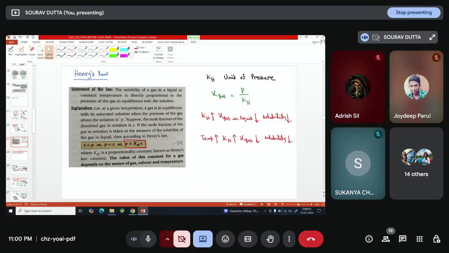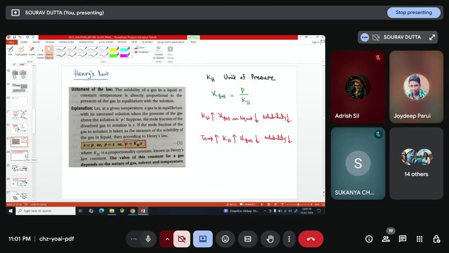So with increasing KH value, solubility reduces, and with increasing temperature, KH increases. If KH increases, then X gas must decrease, so solubility also decreases. Okay, so to summarize, with increasing KH solubility decreases, and with increasing temperature solubility also decreases. So these two are important, and often they appear in questions.